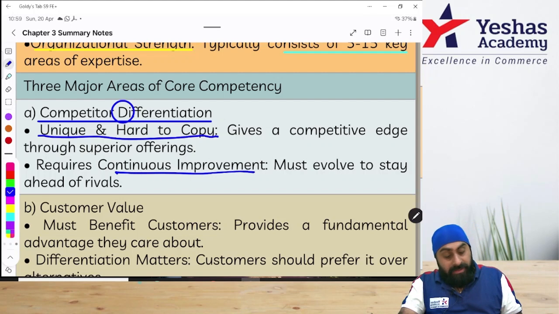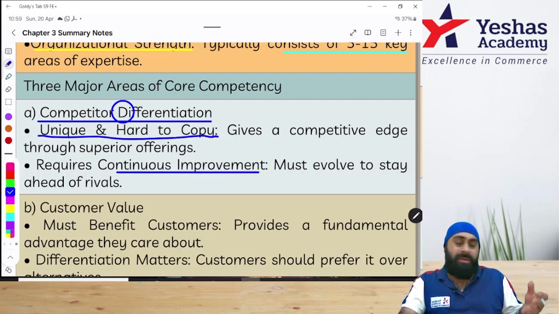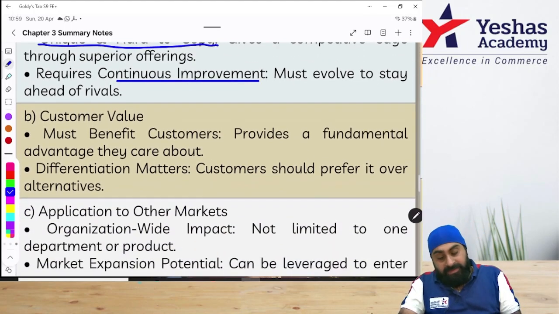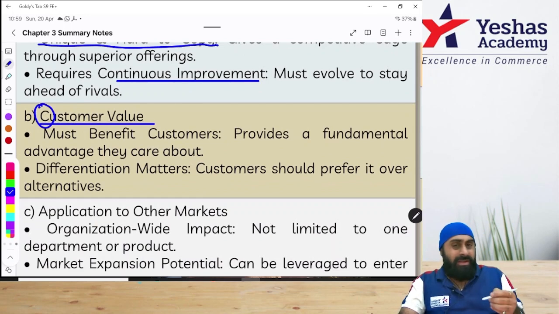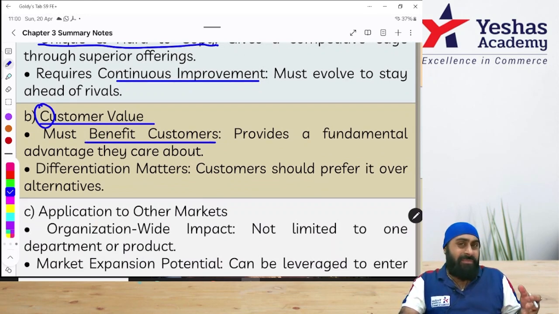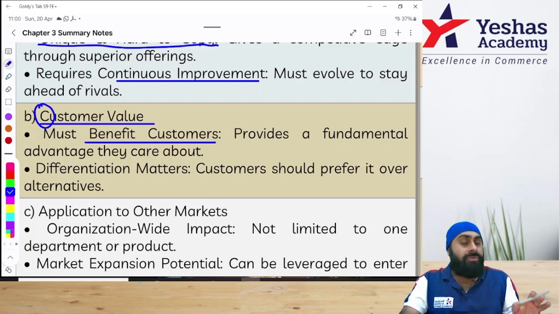Secondly, you would require continuous improvement in that product. If you don't continuously improve the product, you will not survive in the market for a long time. So the first one is D, competitor differentiation. The second is C, which is customer value. If you're creating something unique, it should benefit the customer. If you create something unique which does not benefit the customer, then it has no value. You should forget about the product. You should go out of the market then.